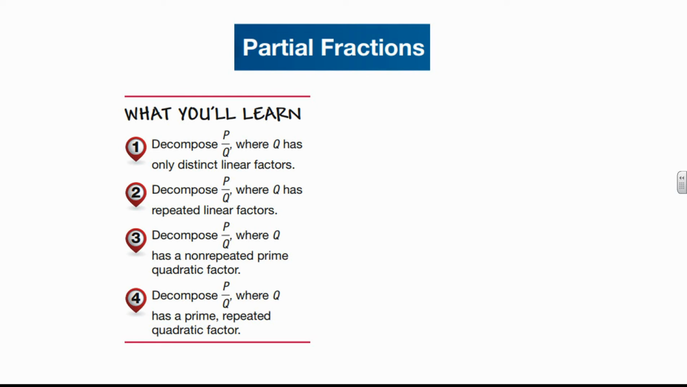Right? So what you will learn to decompose here, this P over Q is a fraction where Q has only distinct, that means different linear factors. When you factor your denominator, if you can, if those factors are different, then there's a separate technique for partial fractions. If those linear factors in your denominator, once you factor, are repeating, then we use a different technique.